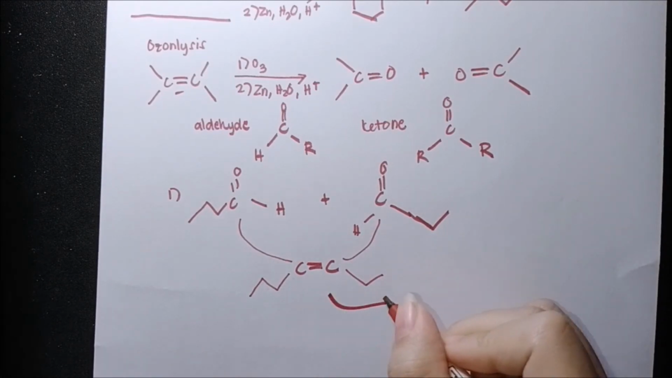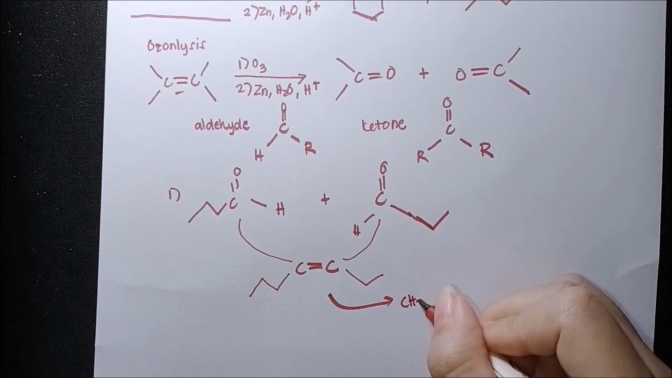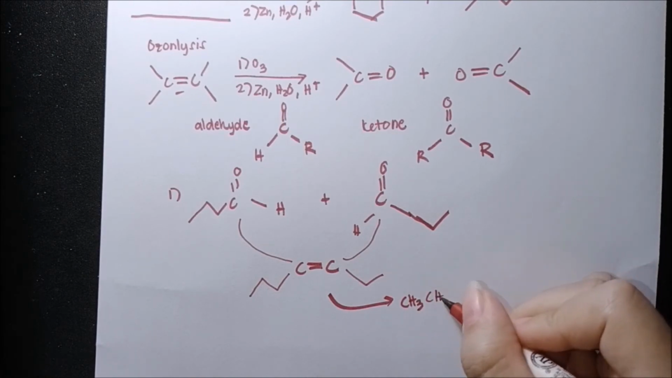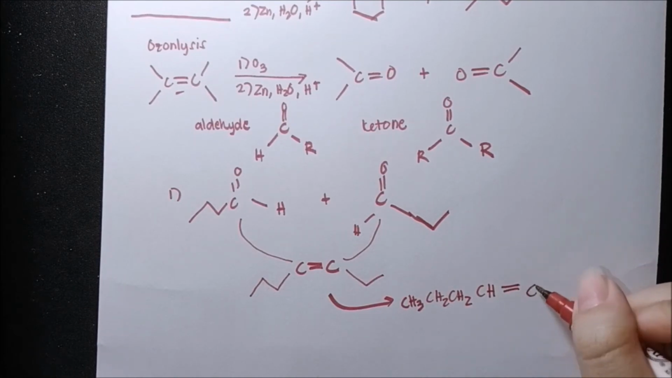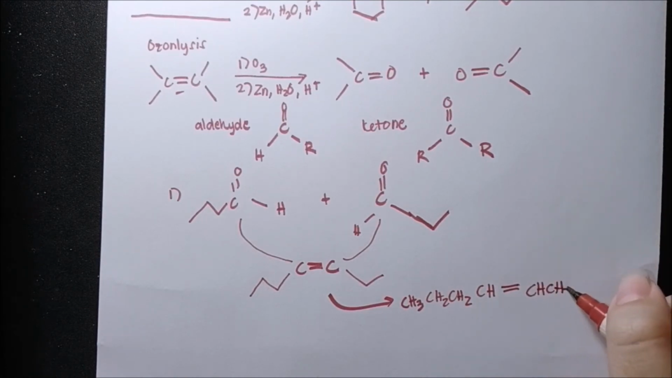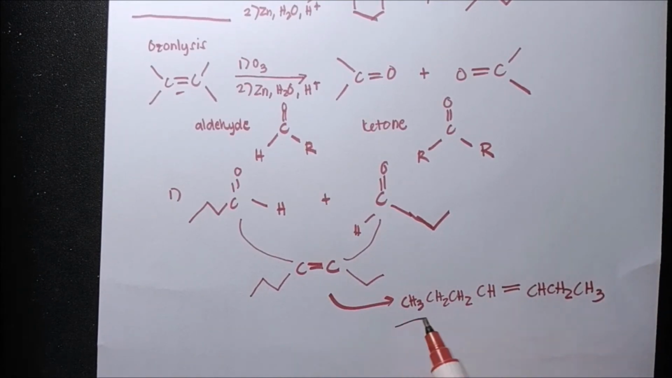Rewriting this compound in condensed form, this is what it looks like. CH3, CH2, CH2, CH, double bond, CH, CH2, CH3. And this is called 3-heptene.